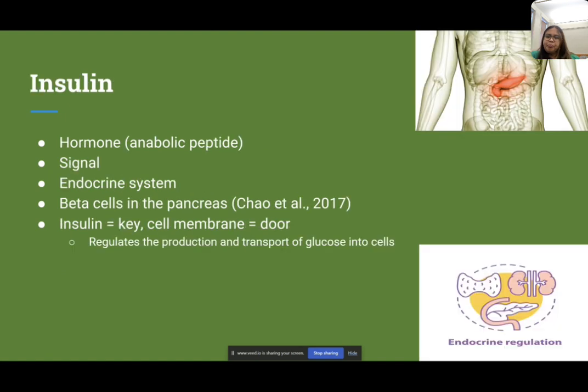Now, insulin is a very important hormone in our body that is specifically produced by the beta cells in the pancreas. It pertains to the endocrine system, as the endocrine system is full of hormone production and regulation. This is an anabolic peptide hormone specifically, and it can act as a signal in this process. It can be compared to a key because it helps initiate glucose to surpass the cell membrane, which is comparable to a door.